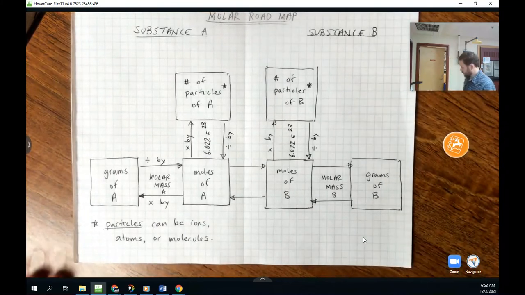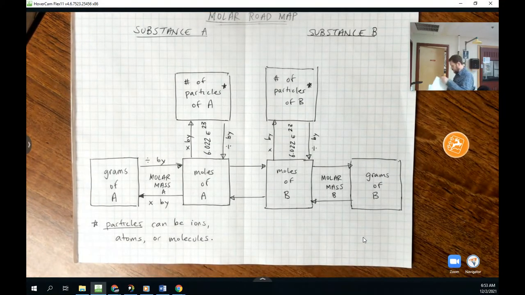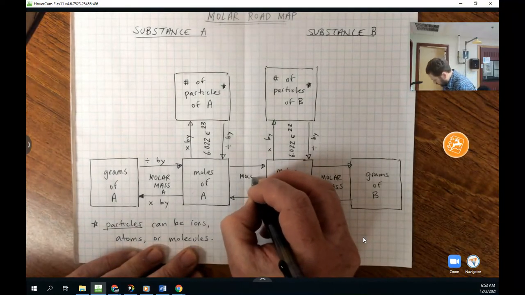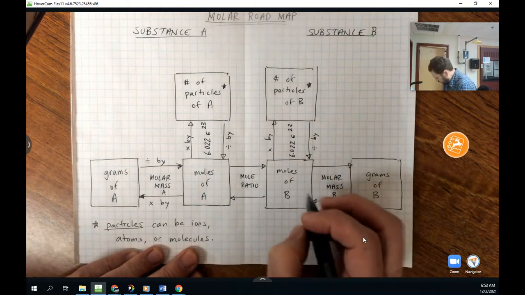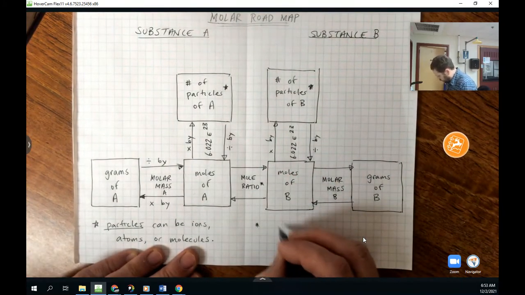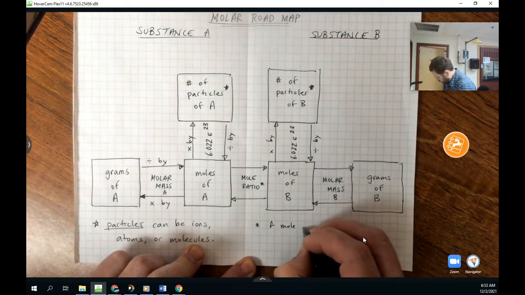But the real important question now is how do we go between substance A and substance B? And this is going to be a conversion factor called a mole ratio. And there's two types of mole ratios that we'll encounter. Let's write the word mole ratio here. And I'm going to put another type of asterisk here and define this down here.